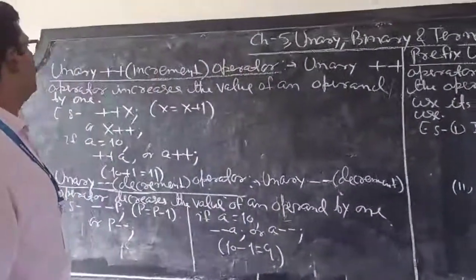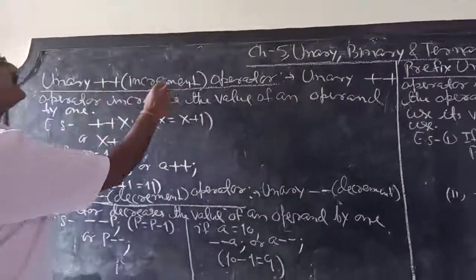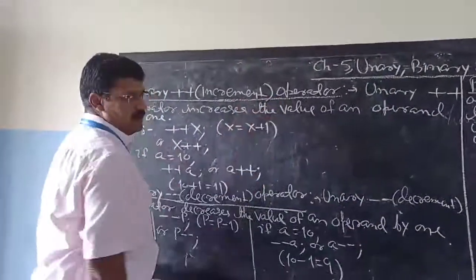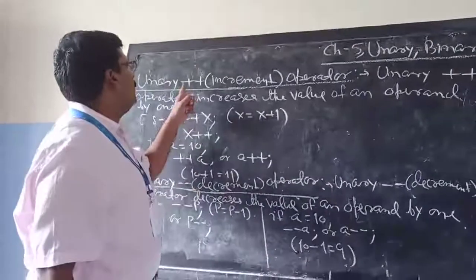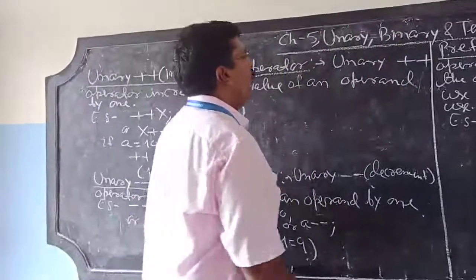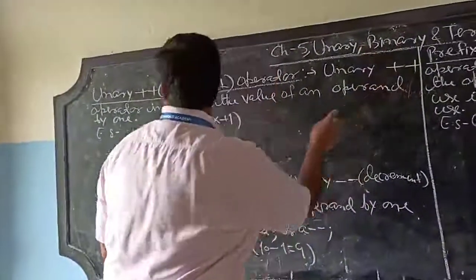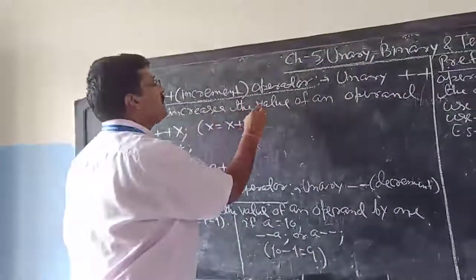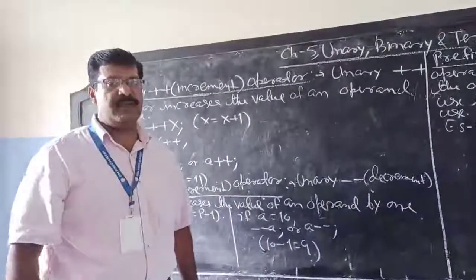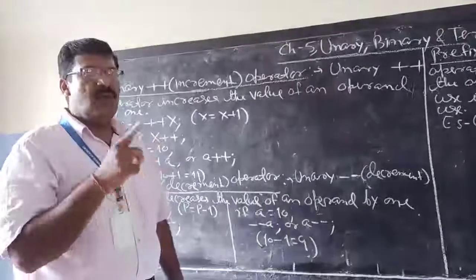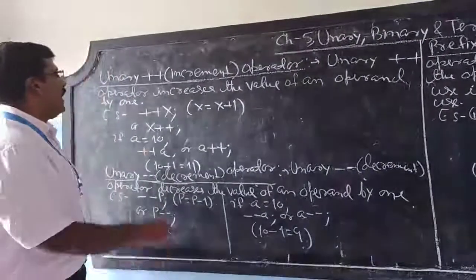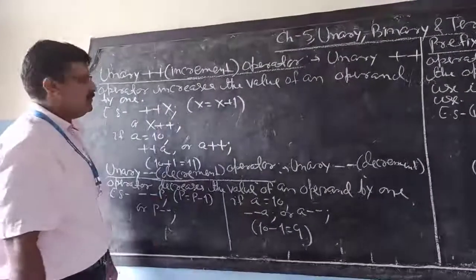In today's class we are going to learn the unary plus plus operator. The unary plus plus is called the increment operator of Java. What is it called? Unary plus plus is called the increment operator of Java. What does it do? The unary plus plus operator increases the value of an operand by 1. Like plus plus x.